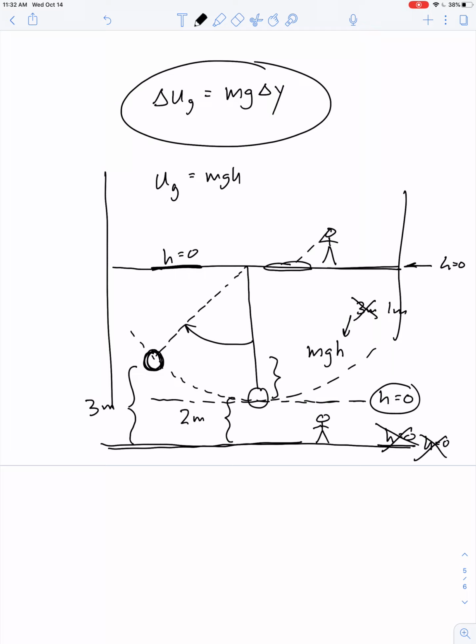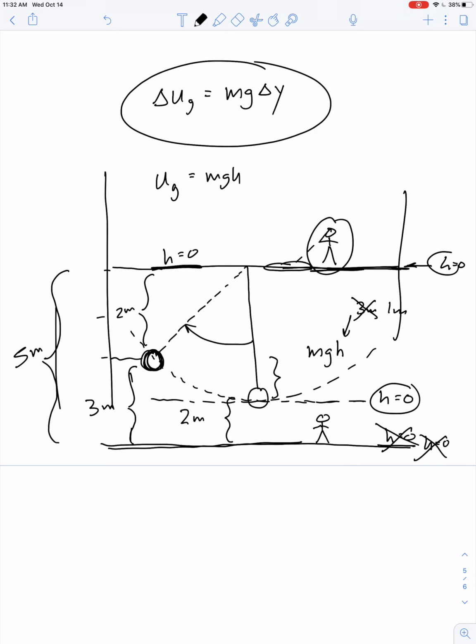I don't know. Let's say that this is a 5 meter tall second story. Okay, well then when the bowling ball is here, if this is 3 meters off the floor and this is 5 meters, then the bowling ball is negative 2 meters below this reference point. So this person would say the gravitational potential energy of the bowling ball is negative.